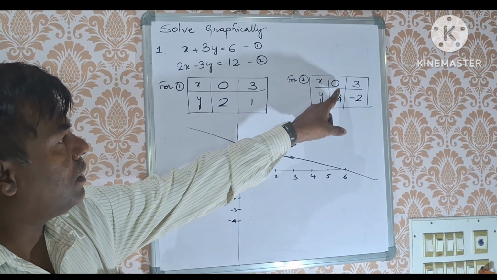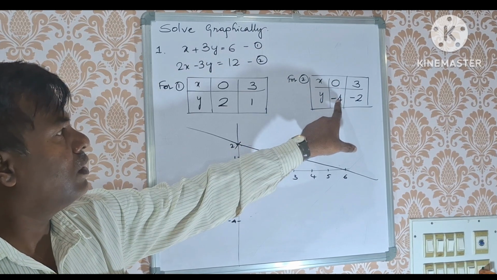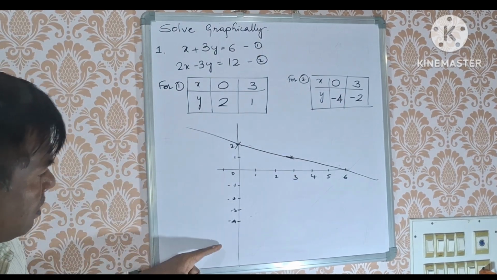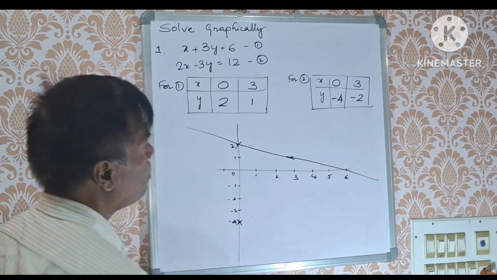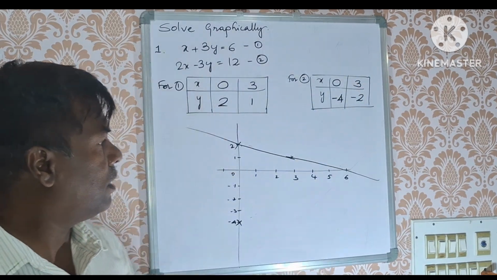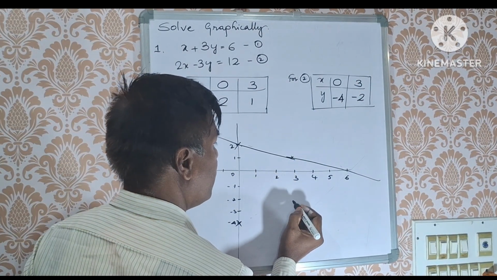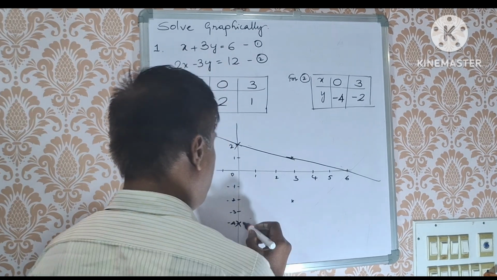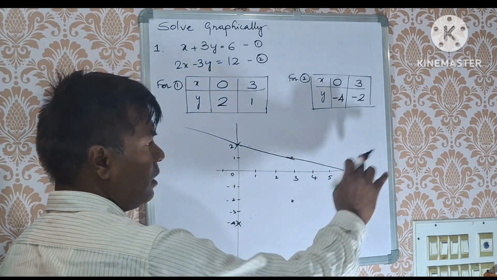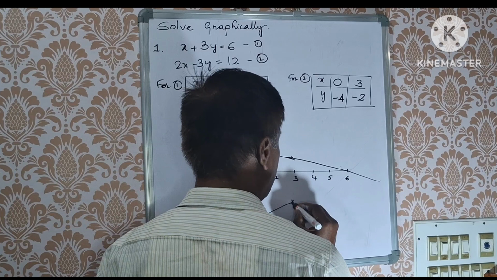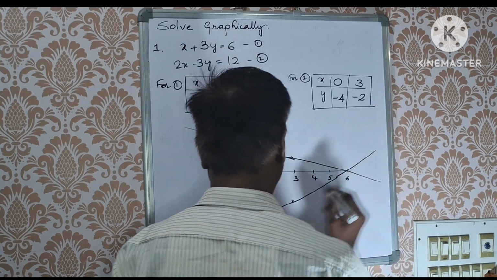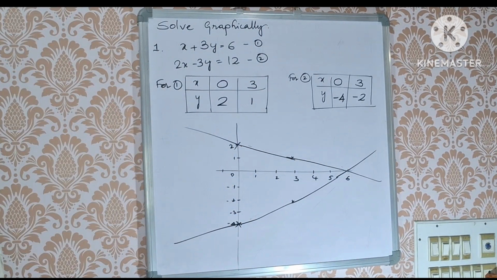And for this, if I draw a graph, x-axis 0, y-axis minus 4 is this one. X-axis 3, y-axis minus 2 means it will come here around. So if I draw the graph and join the points, I will get a straight line like this.